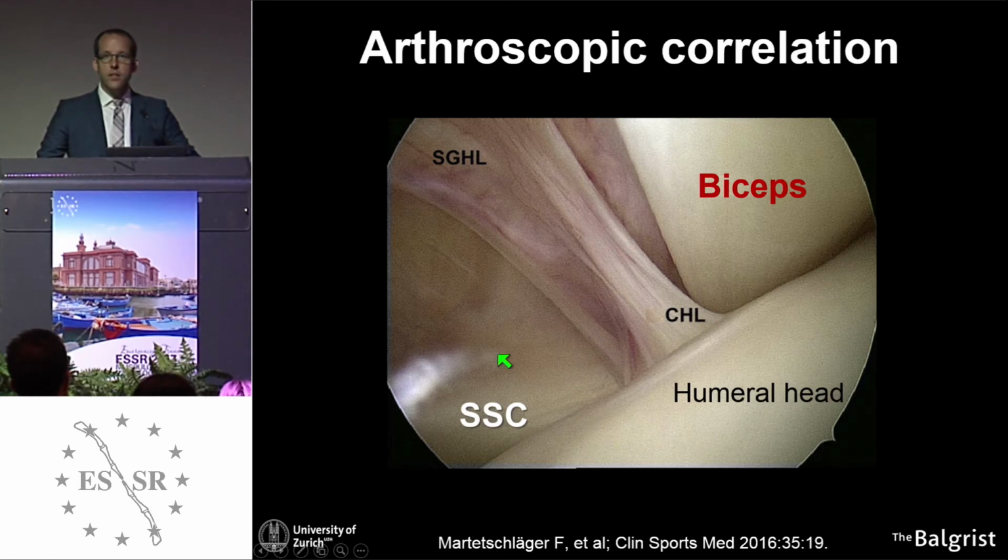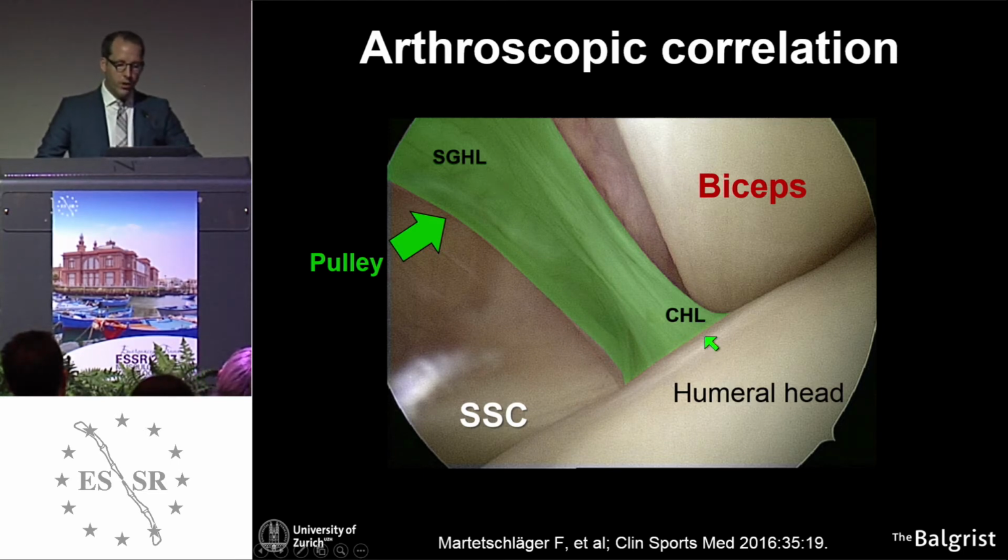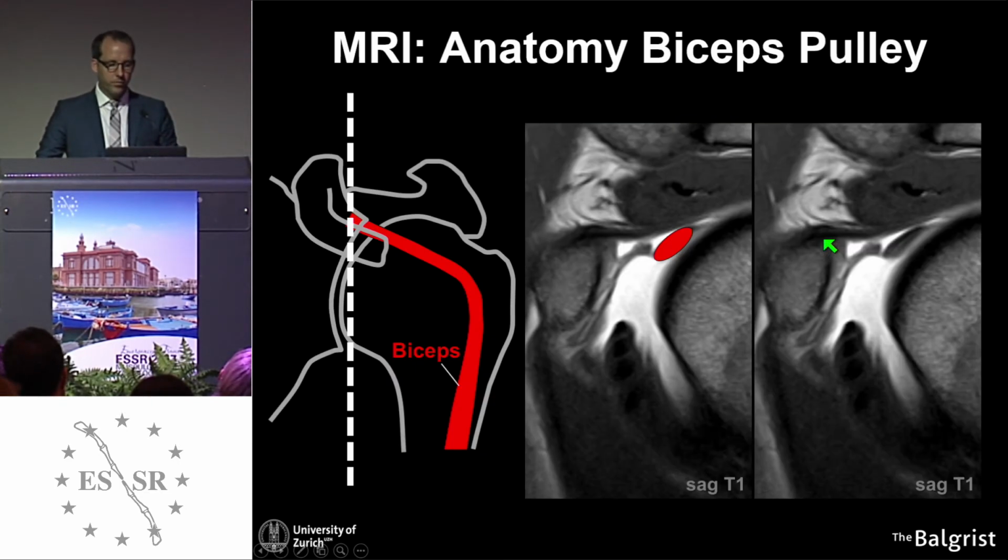On the medial side, you can see the subscapularis tendon and its top border, and then marked in green here is the biceps pulley, consisting again of the superior glenohumeral ligament and the coracohumeral ligament. And this is a reinforcement for stabilizing the long head of the biceps tendon. Let's look a bit more closely at MR images.